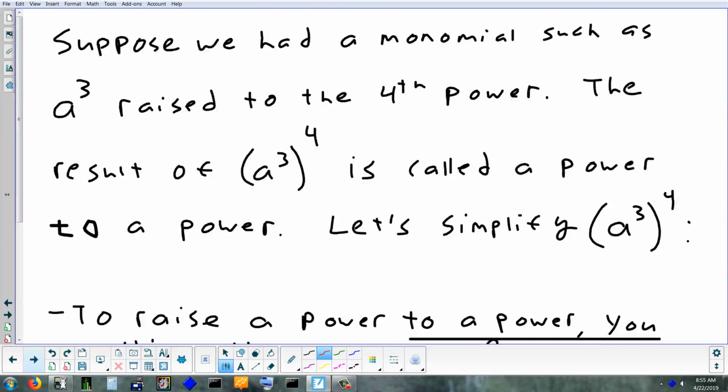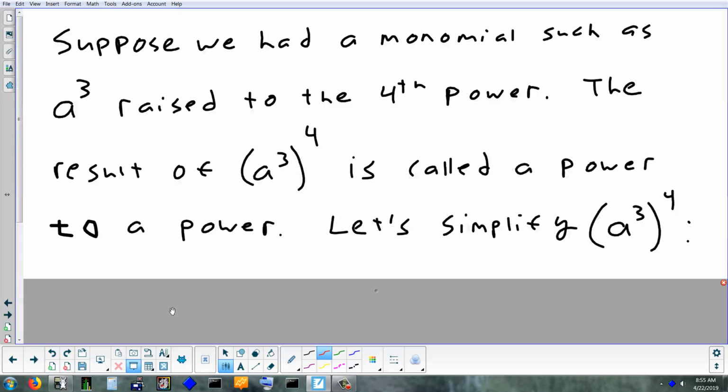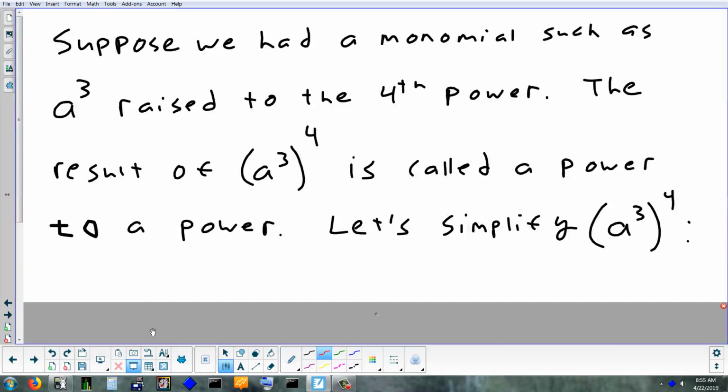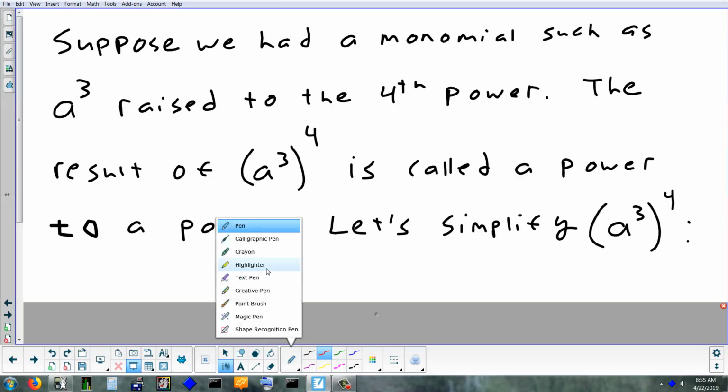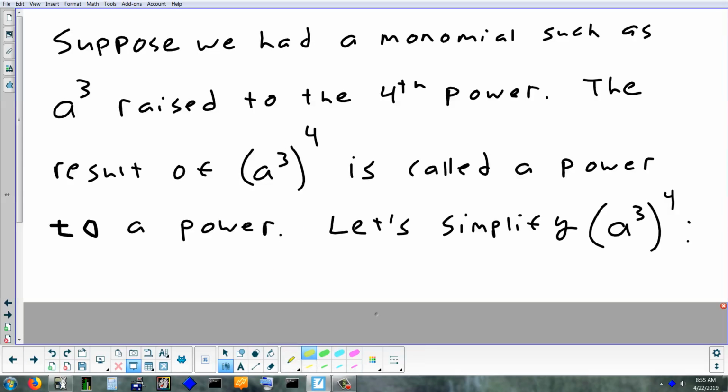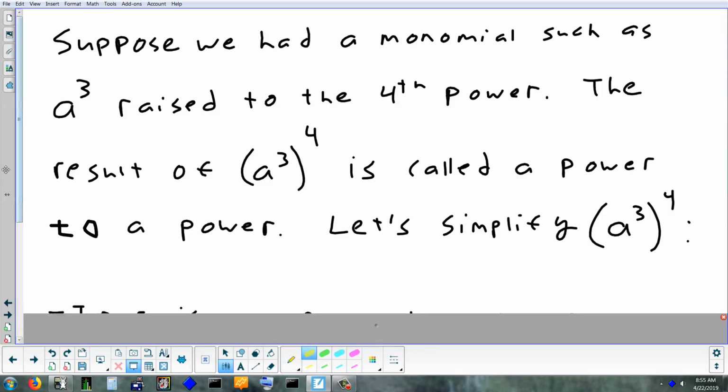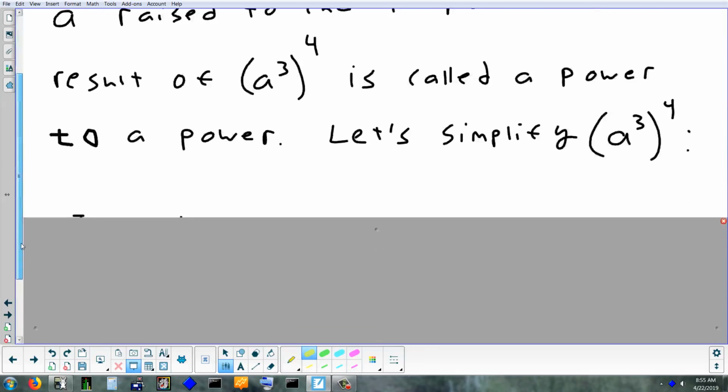Now, suppose we have a monomial, a to the 3rd raised to the 4th power. Notice how it's written differently. We have the power of 3 on the inside and the power of 4 on the outside. There are two powers. What this means, if I was going to write this out, guys, let's see if you have that here.